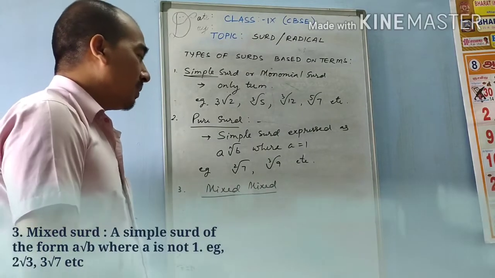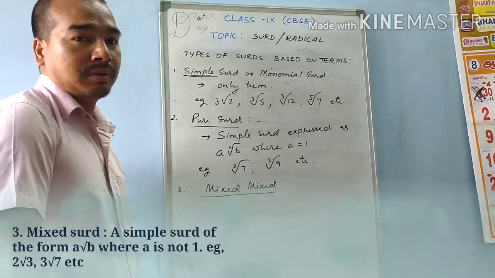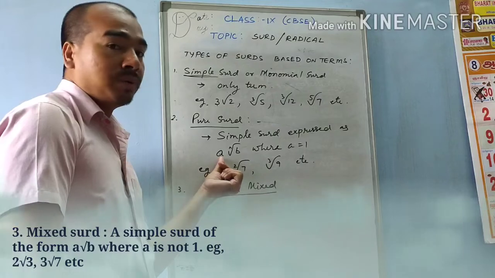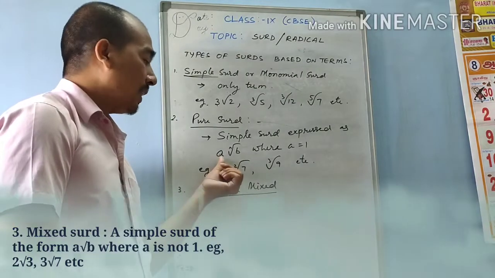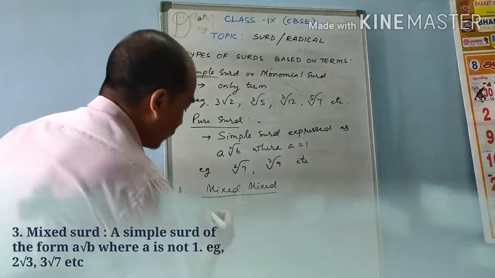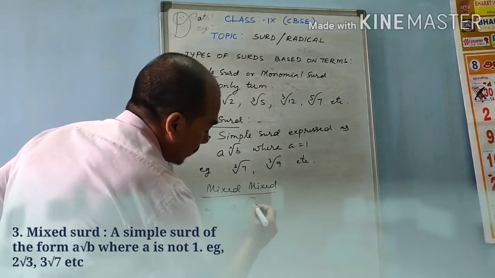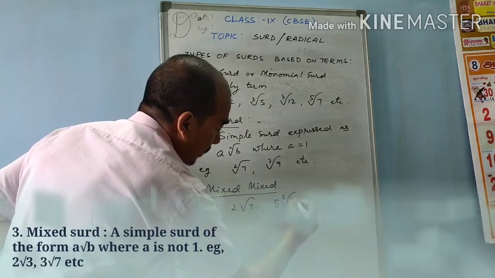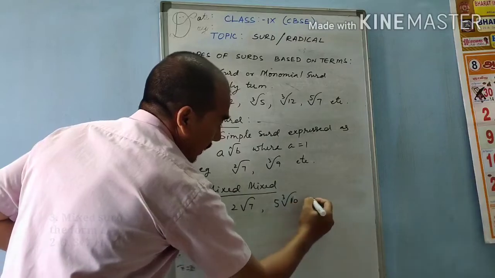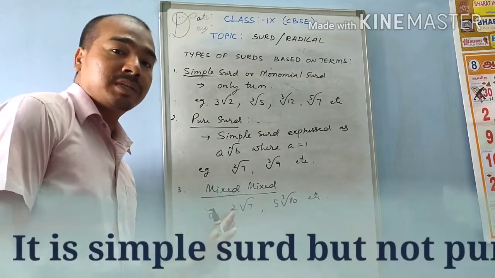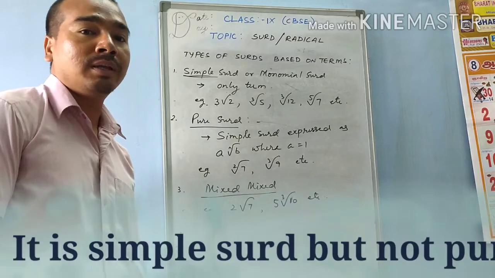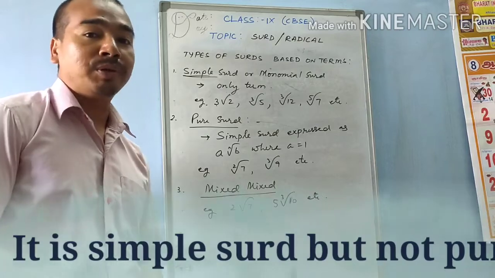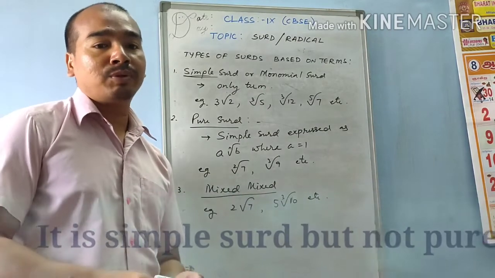Next one is mixed surd. Mixed surd is also a simple surd, but not pure. What is the meaning of pure? If the number is expressed like this, the a value should be 1. But in the mixed surd, this a value should not be 1. For example, 2 root 7, 5 cube root of 10, etc. Before the root, some coefficient is there, and that number should not be 1. That time, what do you call? Mixed surd. That's why it is called simple surd, but not a pure surd.